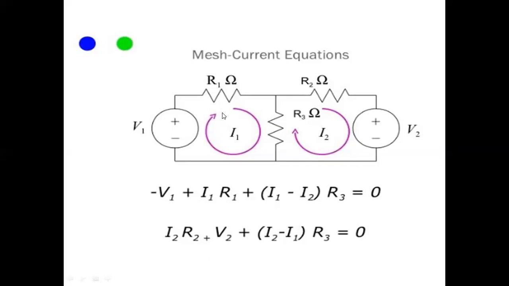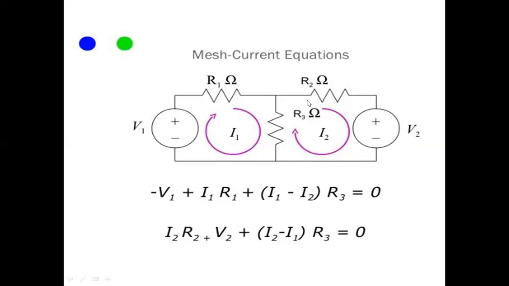So for I1, the voltage here is I1 R1. Plus to minus means plus. Here also R3 into I1, but this is minus I2. Why? Because if it is plus to minus, the direction of the other current is minus to plus. That means R3 into I1 minus I2. And then I1 current is flowing, and here it is minus to plus, that means minus V1. So I1 R1 plus R3 into I1 minus I2 minus V1 equals 0.